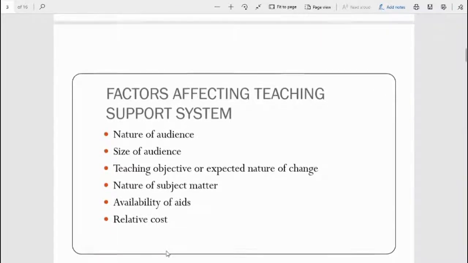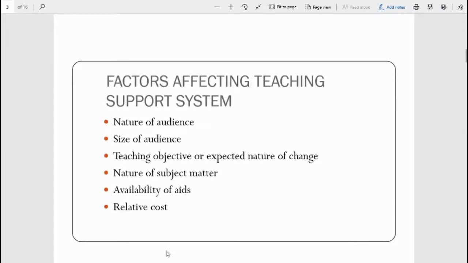The next is, what are the factors that affect the teaching support system? The first one is nature of audience, whether the audience is comprised of adults, adolescents, young people, youth or kids. And what is the size of audience? Is it very big? Then according to that, if the audience is very huge, you need a big space, big area, and you also need to deploy your aid according to that.